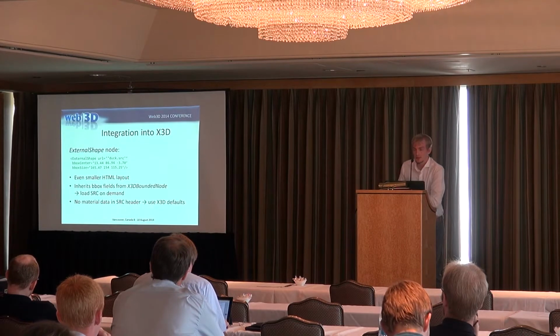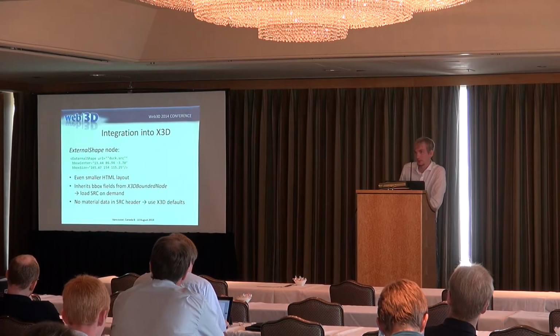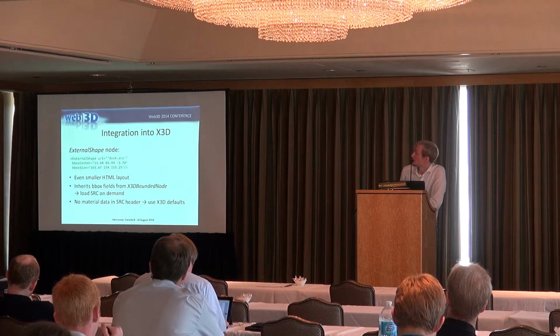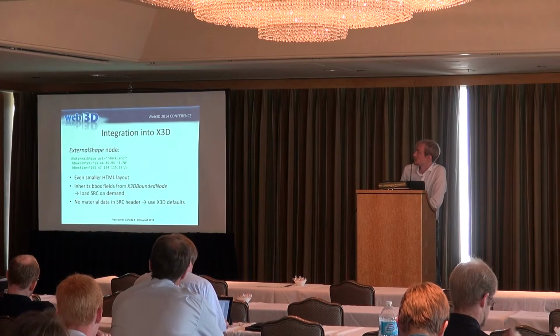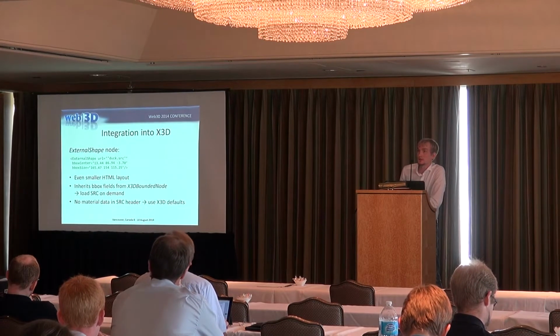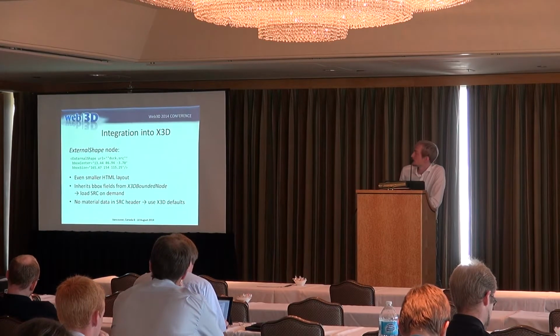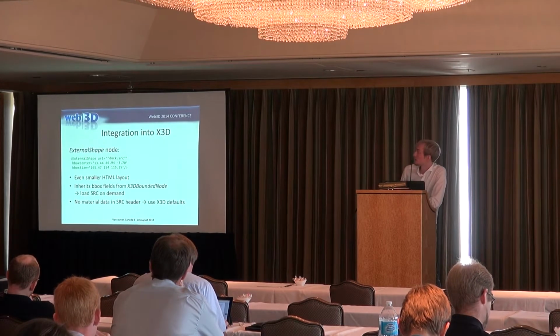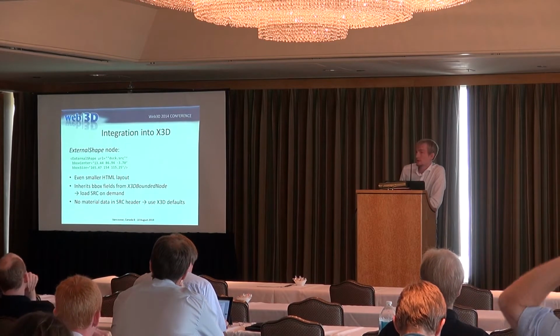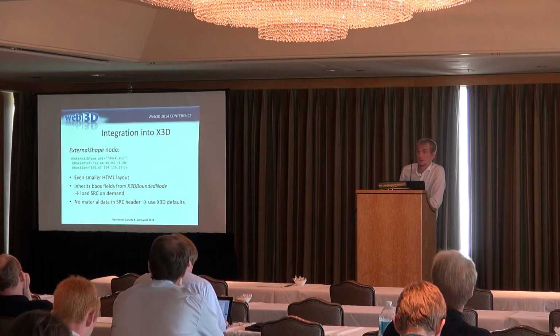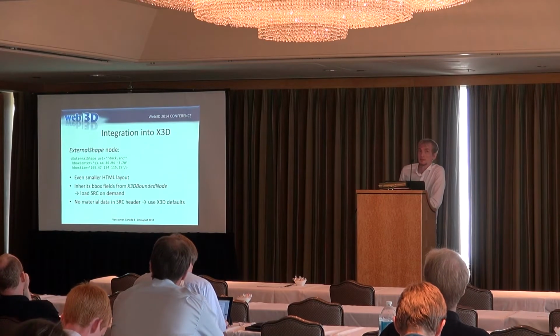Okay, we also have an external shape node. This node goes even one step further, and it also includes the material information that is stored in the SRC file, like the textures and the material descriptions. And it provides an even smaller HTML layout because you don't need the appearance and material tags and so on. And it inherits two additional fields from the X3D bounded node, which are bbox center and bbox size.